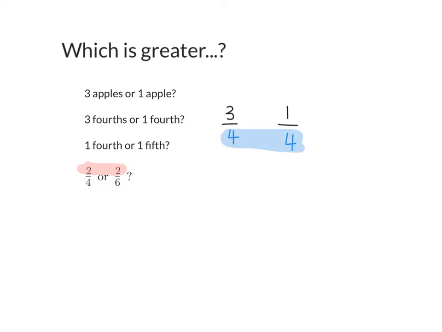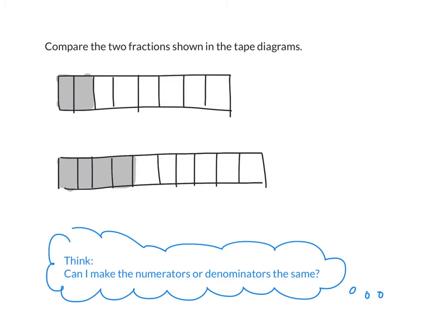Okay? What fraction is shown in the first tape diagram? I know that two sections are shaded in. And how many units are there altogether? 1, 2, 3, 4, 5, 6, 7, 8. So what fraction is shown in the first tape diagram? 2/8. What about in the second one? How many are shaded in? 4, right? And how many are there total? Okay, so it's asking us to compare 2/8 or 4/10.